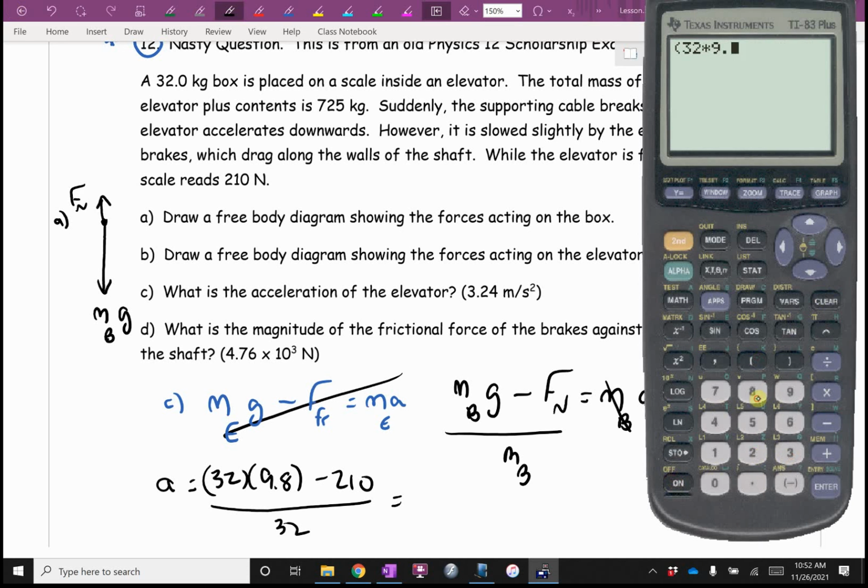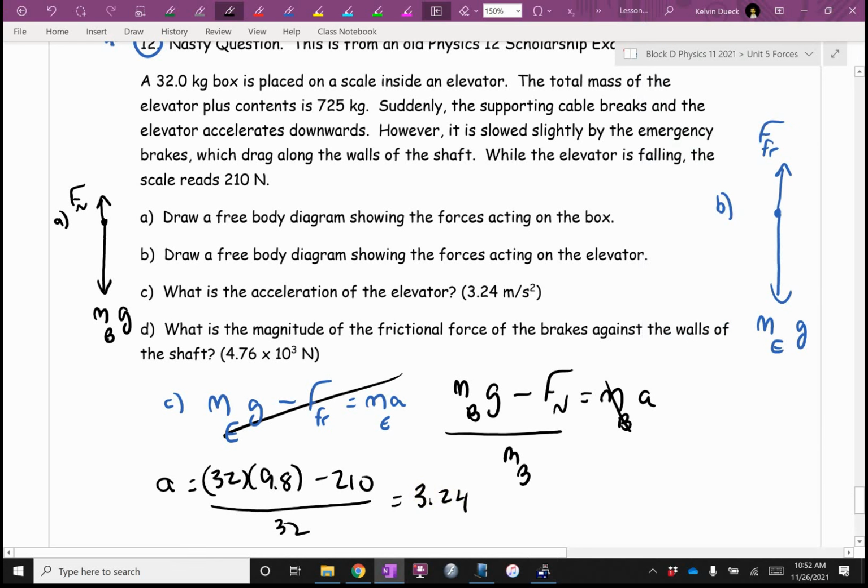32 times 9.8 minus 210 divided by 32. 3.2375? Okay. Sorry for those of you on YouTube. Meters per second squared. Mud, what does D want me to find?